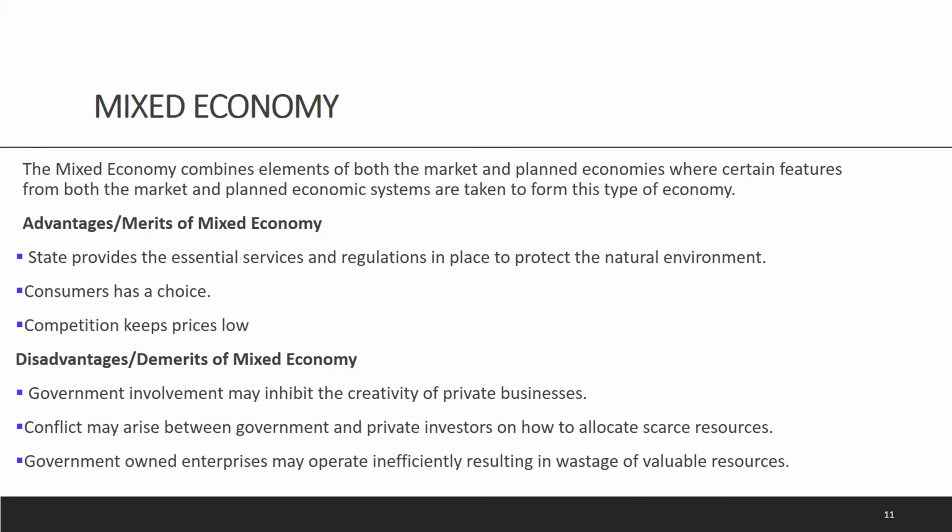All right, so now we can produce the goods and services that we want to produce, and the government will still provide certain services that we may not be willing to provide, and it will put regulations in place to help control how we operate. So the same roads that we didn't want to pave, the government will do it. Now consumers have a choice in what they want to buy. And we still have the benefit of competition, which will keep the prices low.